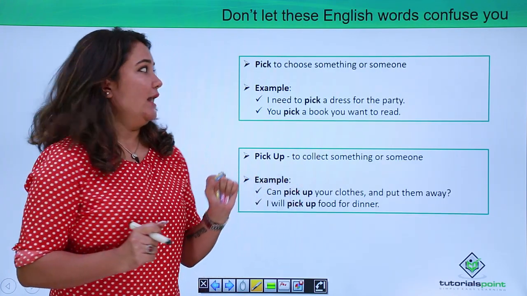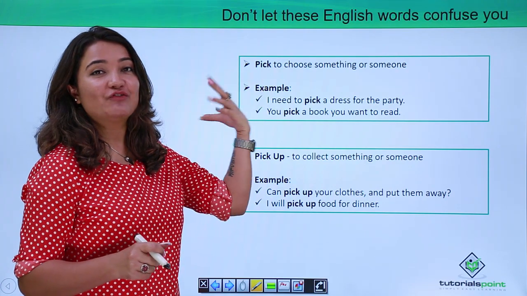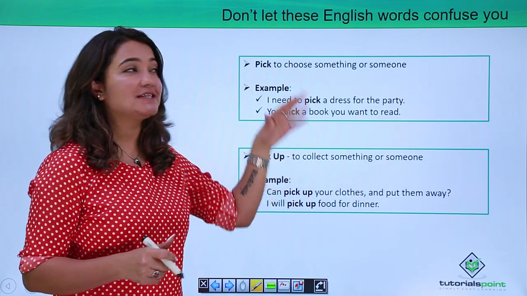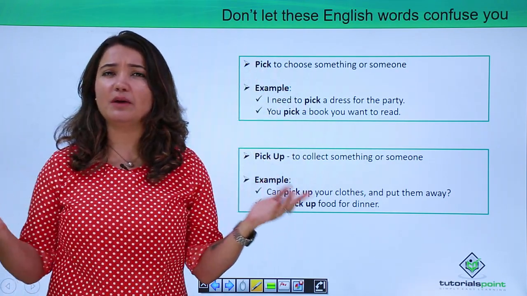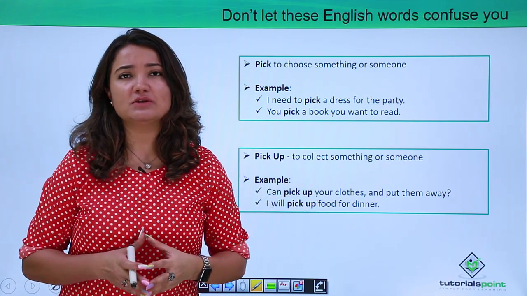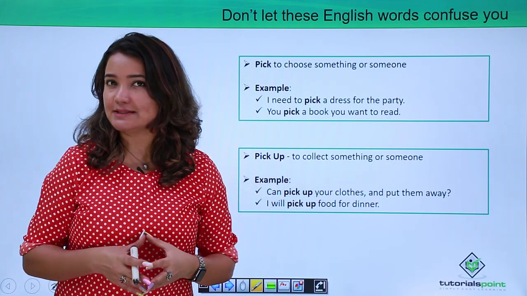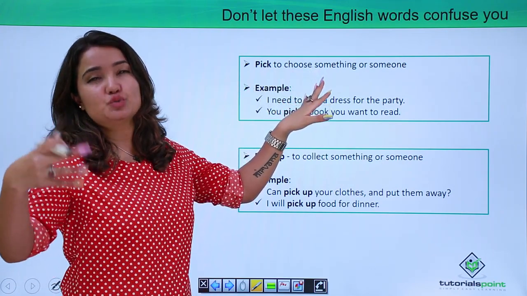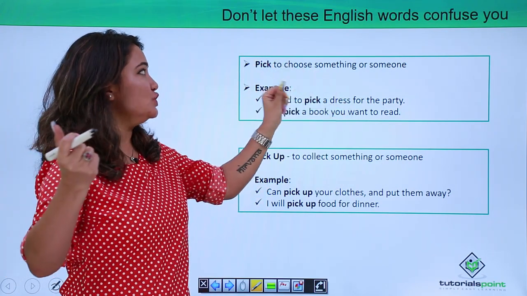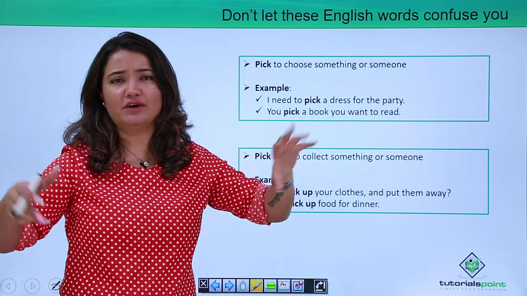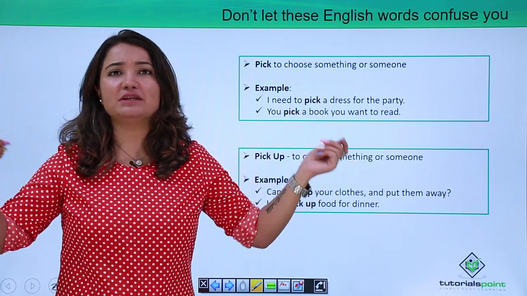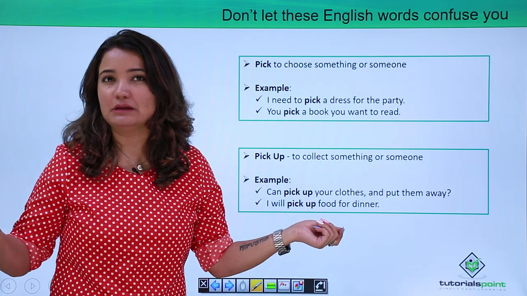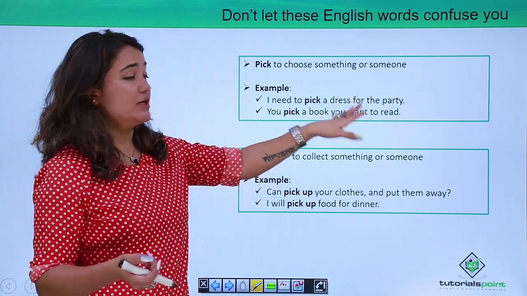Well, again, a very commonly confused pair of words is pick and pick up. Both of them just sound the same, but are they really the same? Well, let's check. Pick is actually used to choose something, right? So I picked a shirt from the mall the other day, or else I need to pick a dress for the party, right?